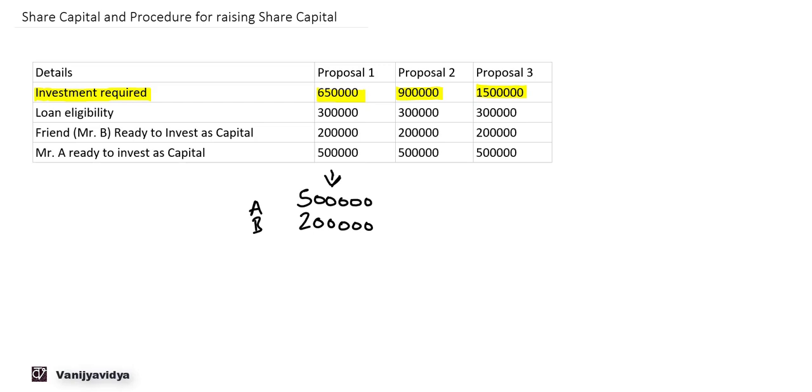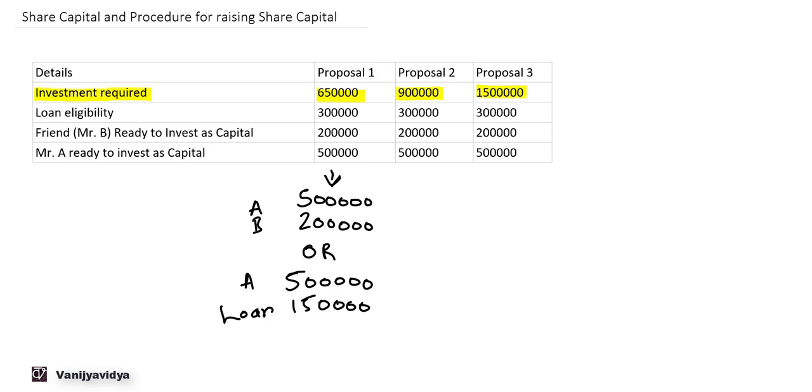Or the second option is Mr. A can invest 5 lakhs and for the remaining 1,50,000 he can take a bank loan. In this case Mr. A can start a sole proprietary business by using a bank loan.